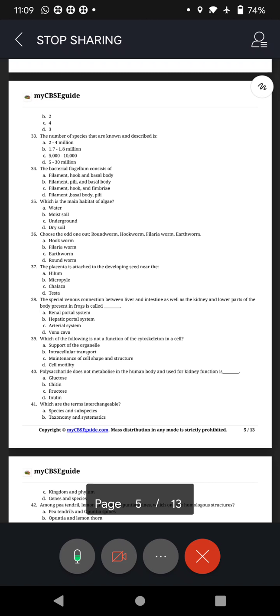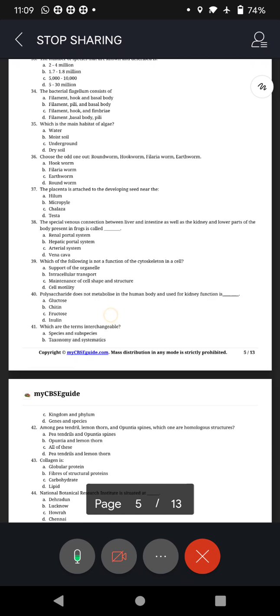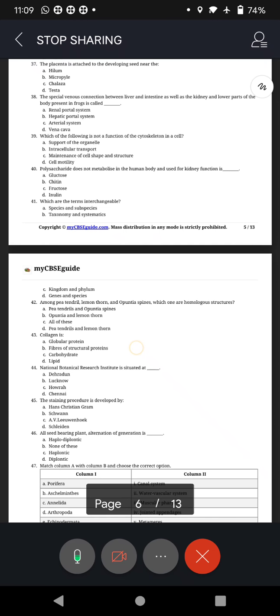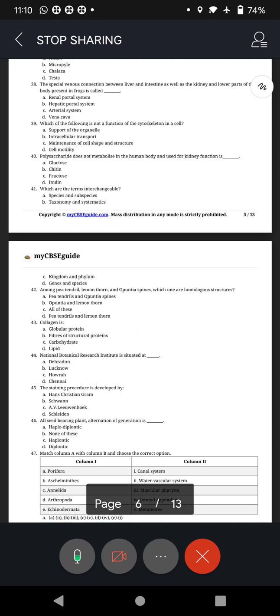Question number 44. Lucknow. Answer B. The famous botanical gardens are Kew in England, Indian Botanical Garden, Howrah, and National Botanical Research Institute, Lucknow. Okay. Next, question number 45.